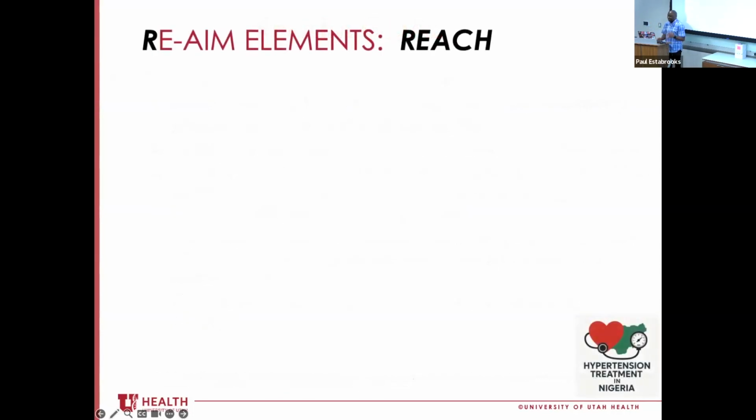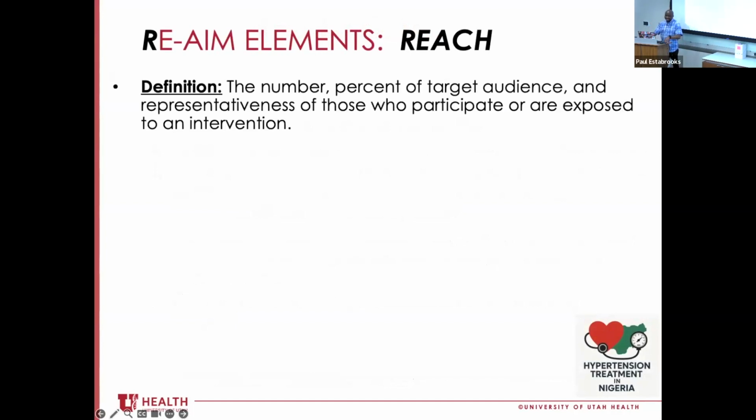We're going to be moving to simple definitions and examples. When we talk about reach, it includes the number and percent of the target audience, and the representativeness of those who participate or are exposed to an intervention. So that is what reach basically means: how many people are exposed to this intervention? We can see that based on the examples, the activity that we did earlier.